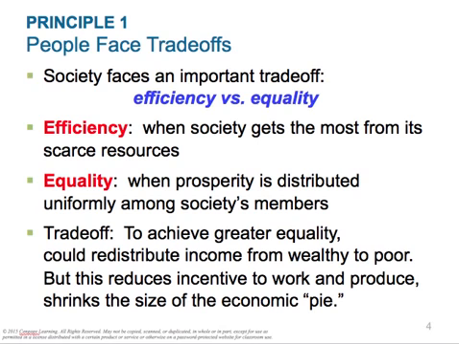To achieve greater equality, you could redistribute income from the wealthy to the poor, but this reduces the incentive to work and produce and shrinks the size of the overall economic pie. Essentially, when you promote equality over efficiency, you disincentivize hard work because why would someone work very hard to earn a great income, to build a great business, when more of it is taken away from them when they finally get there?